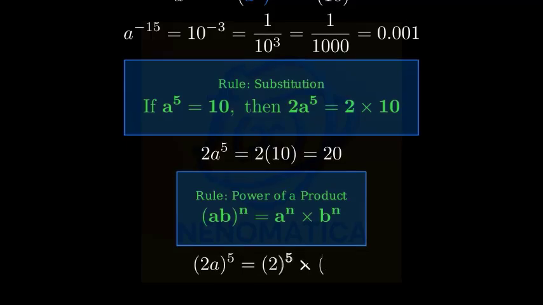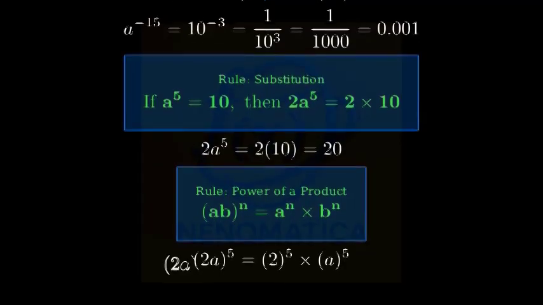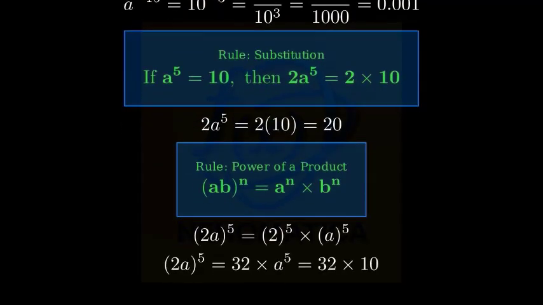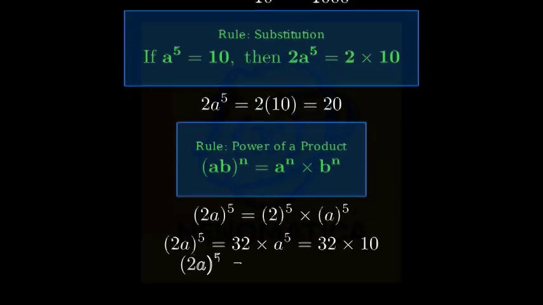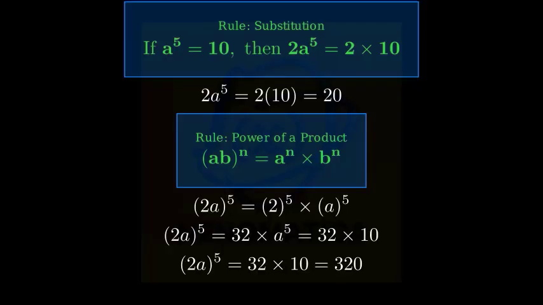So (2a)^5 equals 2^5 times a^5. 2^5 equals 32, and we know a^5 equals 10. Therefore, (2a)^5 equals 32 times 10, which equals 320.